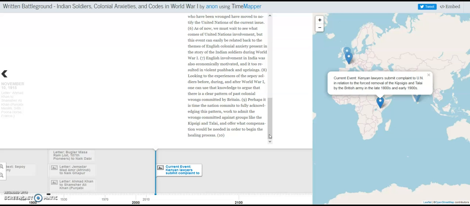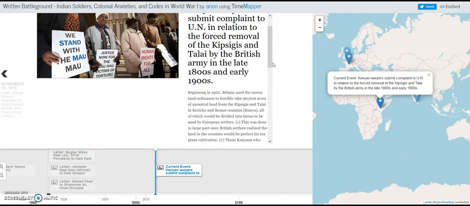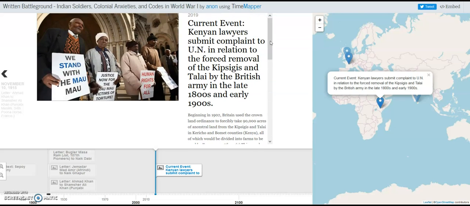So basically, the corresponding photo to this location is said to be a group of Kenyan protesters in 2011 in London. They are protesting in memory of the Mau Mau uprising, which was a violent uprising that occurred in the 1950s that resulted in the torture and abuse of thousands of Kenyans.